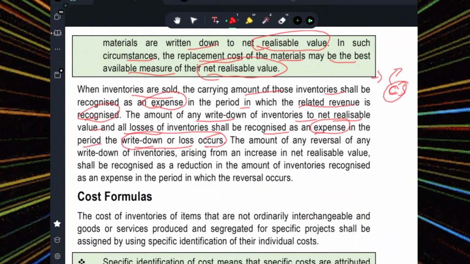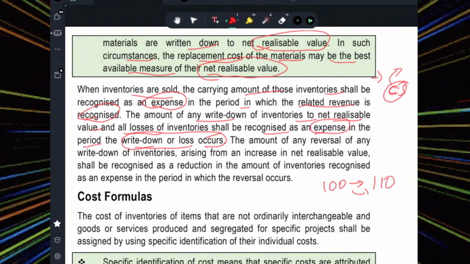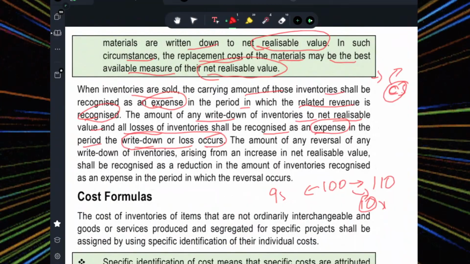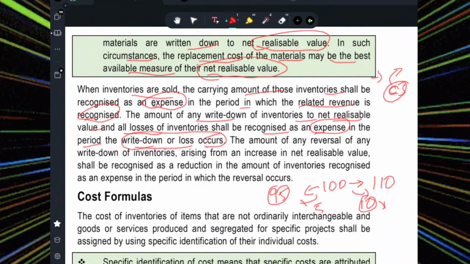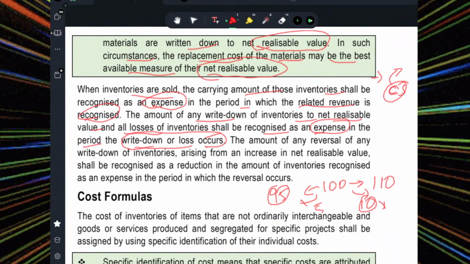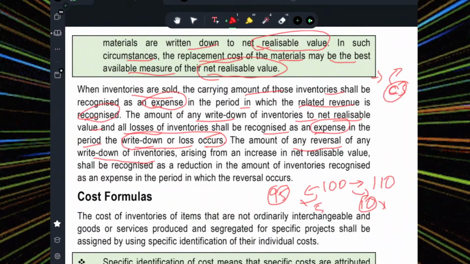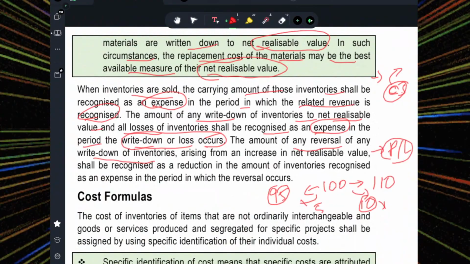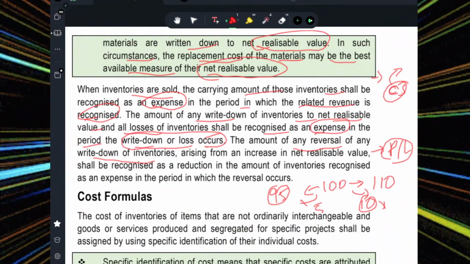Sir, I have inventory valued at 100. If I am able to sell it for 110, that is 10 rupees profit. But if I am able to sell it for only 95, then 5 rupees is a loss. It is a gross loss and should be considered in the books of account. The amount of any reversal of any write-down should also be included in the P&L account. You should not go and adjust it in capital accounts, for example the revaluation account; you should not touch that.